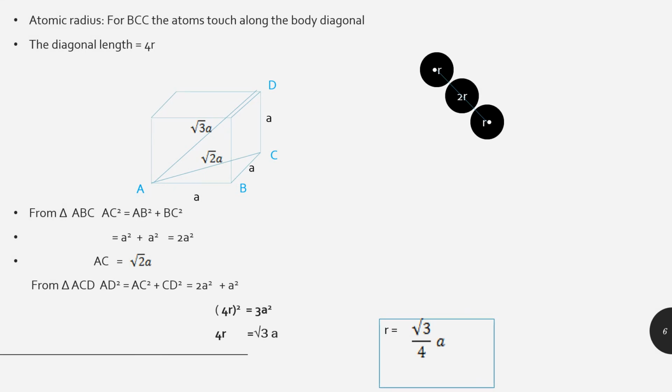Now we will find the atomic radius. For BCC, the atoms touch along the body diagonal. That is, this corner atom touches the body-centered atom and then the body-centered atom touches this corner atom. So, the length is given in this way. This length is small r, the radius of the atom. This is the diameter 2r. And this is the radius of this second corner atom. So the diagonal length is 4r.